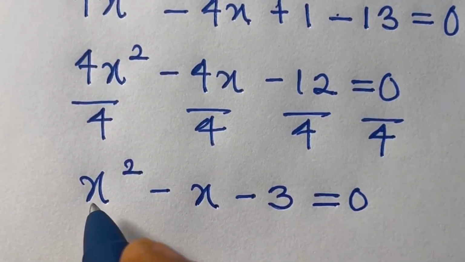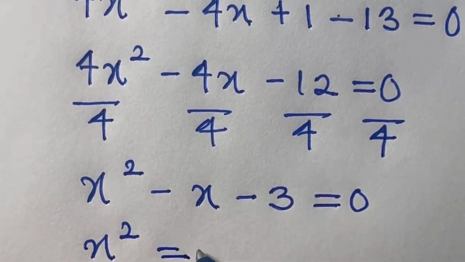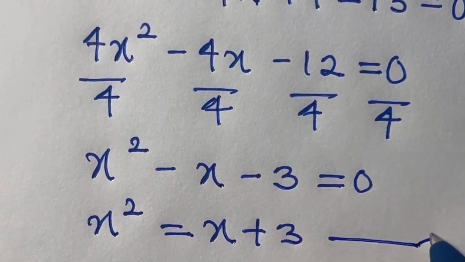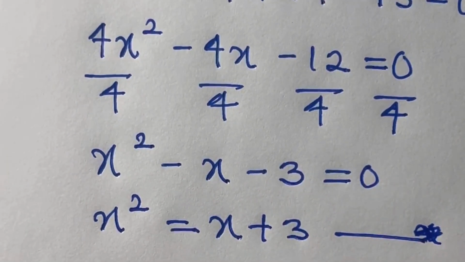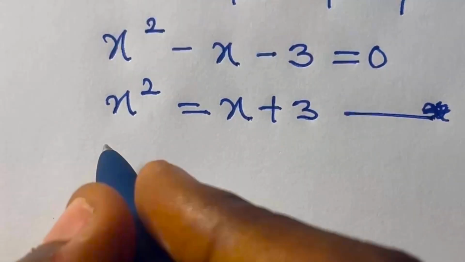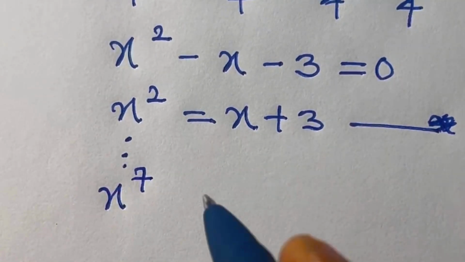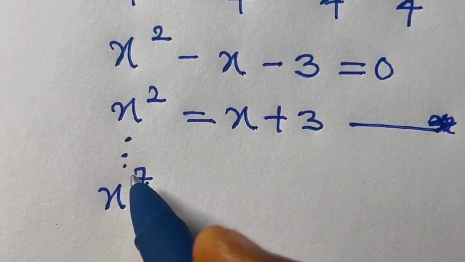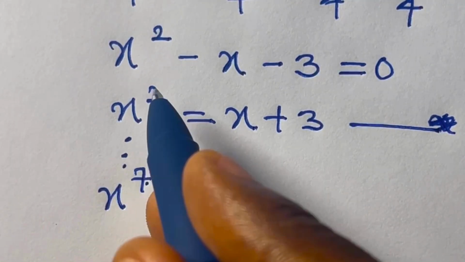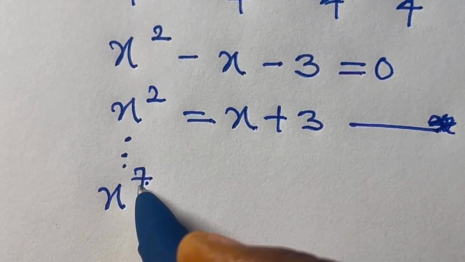So therefore, we want to obtain x squared. x squared will now become x plus 3. Let's star this, right? So take note of that. So now, you know where we are going is x raised to the power 7, right? So then to reach here, one of the best ways is to find how we can actually multiply these powers to reach 7.